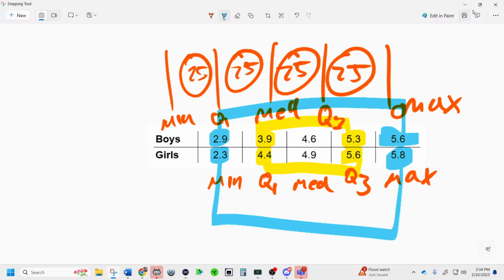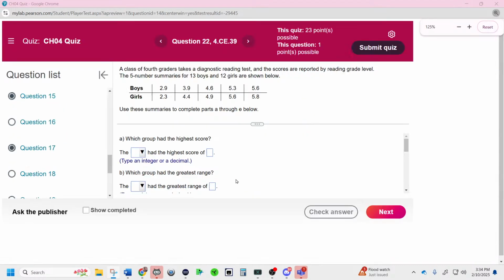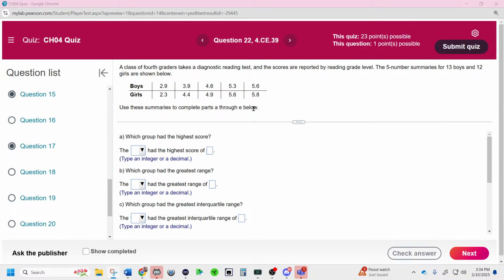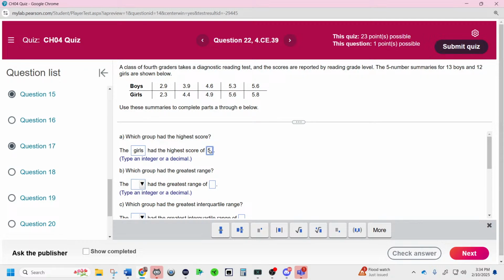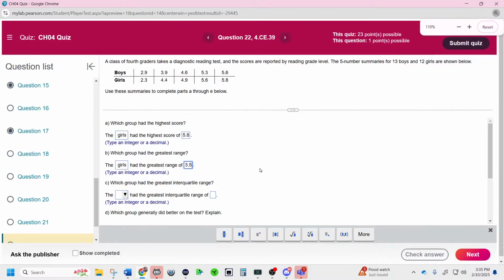So let's take a look at the questions and see what we got. Which group had the highest score? Very clearly, it's the girls with a highest score of 5.8. Which group had the greatest range? We just subtract max minus min. I think it's the girls again, because they have a lower min. If you have a lower min and a higher max, then you obviously have the greatest range. Subtract the numbers and get 3.5. We're just doing 5.8 minus 2.3, 3.5. Please correct me if I'm wrong.